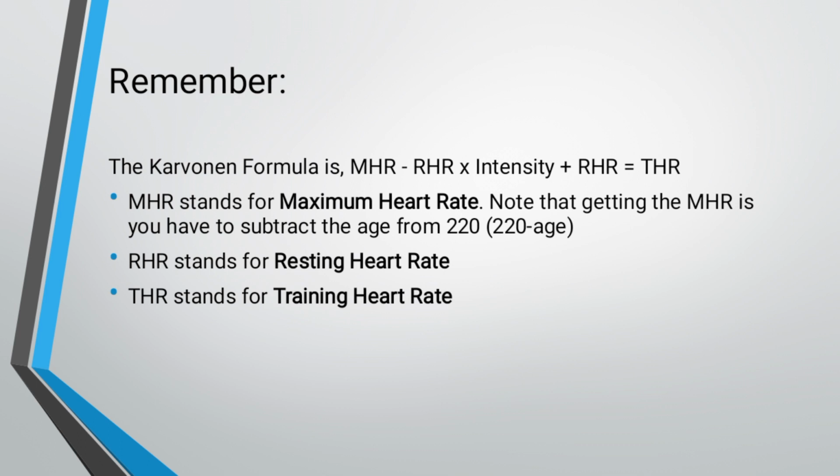So as you can see, the highlighted letters are the meaning of those acronyms. So we can get the MHR, which is the maximum heart rate, from 220 subtracted by how many years old the person is.